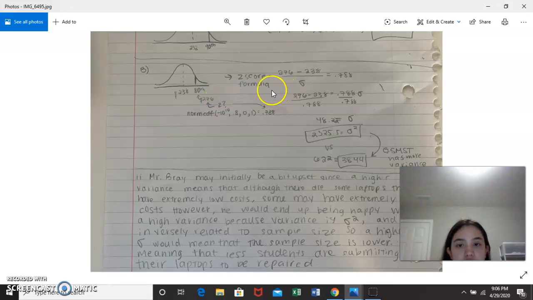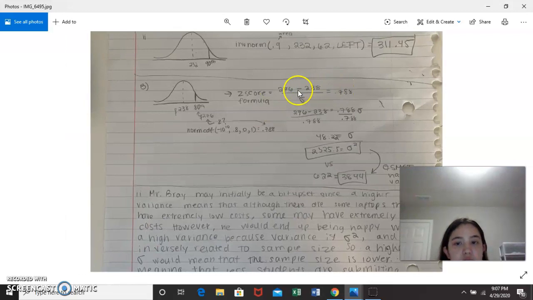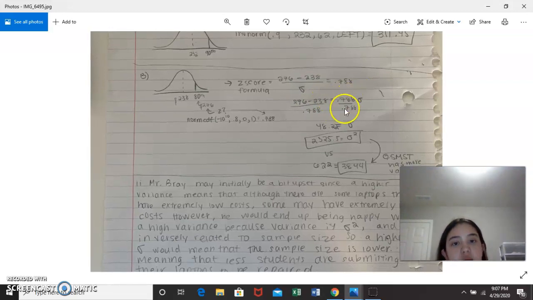Then for question B, it was asking which one of the two schools had a higher variance. In order to calculate Discovery's variance, I knew that we were at the 80th percentile and I knew the value was 276. But in order to know the exact z-score, I had to use my norm CDF, and I did that as my lower bound, upper bound, and then that's my mean and my standard deviation. Then I used a z-score formula. This was the number that was given, this was the mean for Discovery, and this was the z-score. I was solving for the standard deviation so that I could square it and find the variance of Discovery.